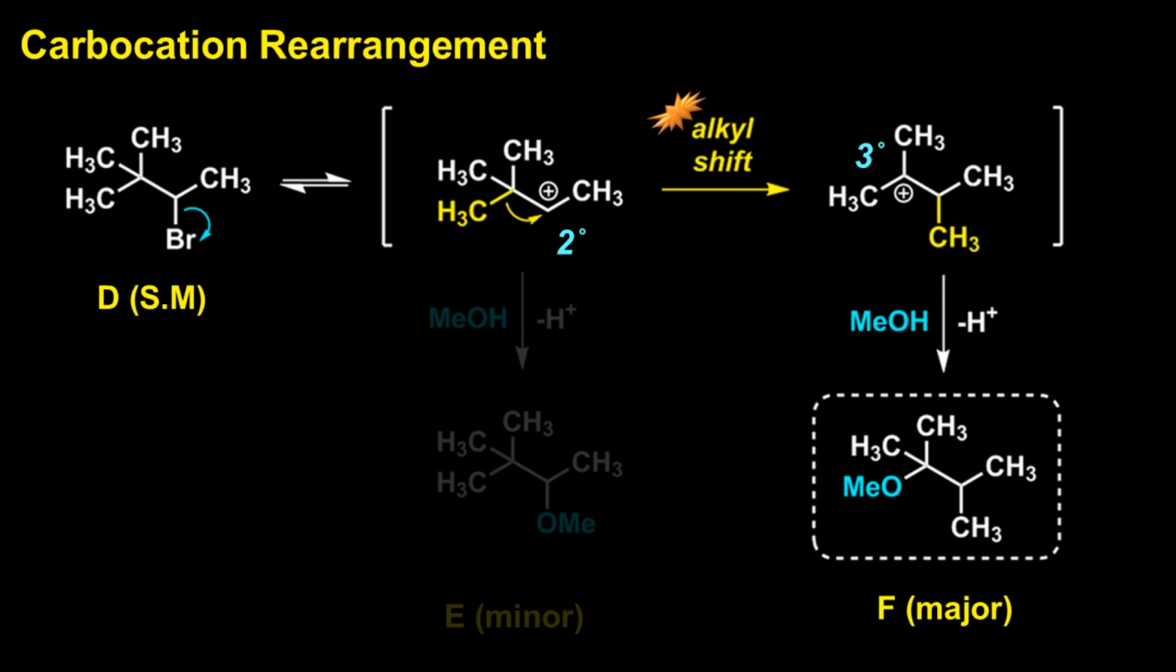Before methanol even gets a chance to react, the secondary carbocation rearranges. A methyl group from the neighboring carbon shifts over, bringing its bonding electrons along. This shift moves the positive charge onto a more stable tertiary carbon. Now that we've formed the more stable tertiary carbocation, methanol quickly attacks. Finally, after deprotonation, we get compound F as our major product. Again, the driving force here is stability. Tertiary carbocations are significantly more stable than secondary ones. Because of this, the rearrangement happens first, favoring the pathway that leads directly to compound F.